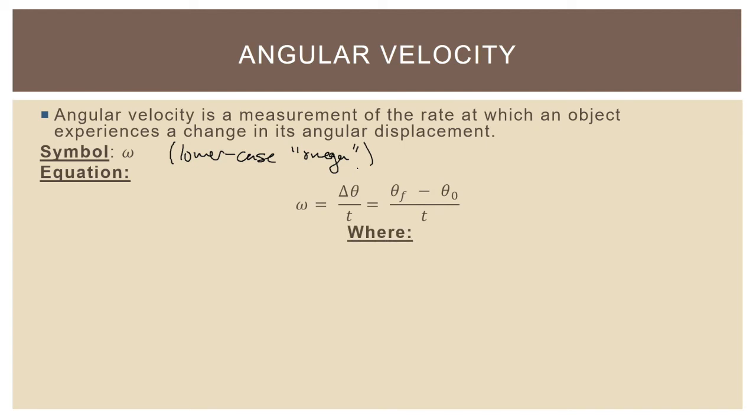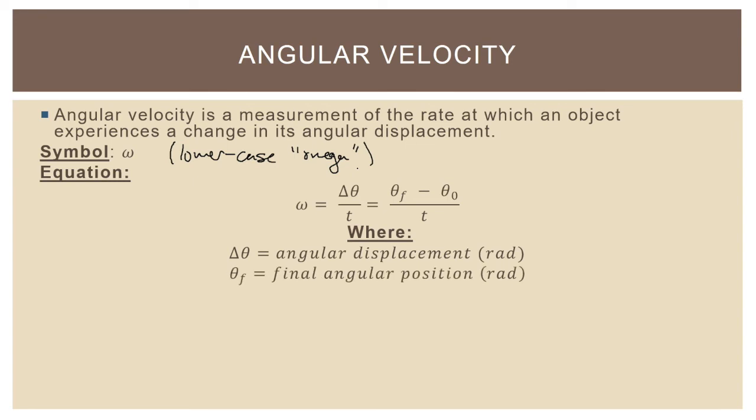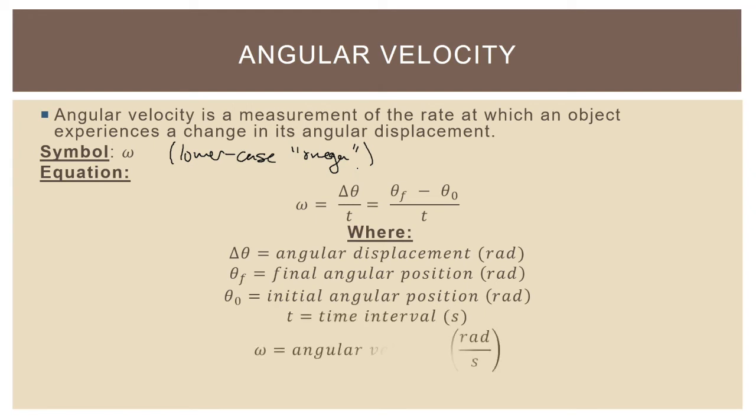And so in this equation, we've got a lot of terms now with the 2 different versions. Delta theta, of course, is angular displacement measured in radians. Theta final is the final angular position. Theta initial is the initial angular position. T is the time interval measured in seconds. And so angular velocity is going to be something measured in radians divided by something measured in seconds. And so the unit here is going to be radians per second. And so that's what I've written here at the bottom. The unit is radians per second. Take a second to pause this video here and write that down. And when you hit play, we'll move on.